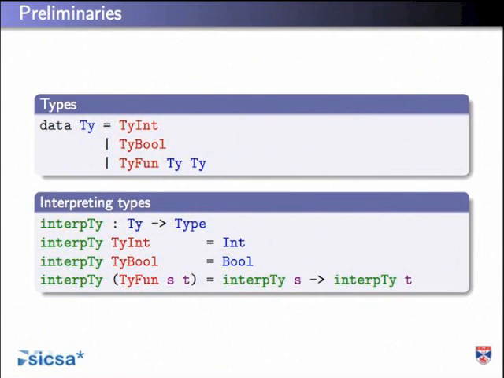So interp_ty translates object language types into meta language types. For TyInt, that just returns int. TyBool just returns bool, and TyFun s t returns the function type from whatever s was to whatever t was. So this is obviously never going to get run, this program, not at runtime anyway. This is going to get used by the compiler because we're calculating types. Types get erased at runtime. So it's going to get used at compile time to calculate the type of the rest of the program, basically.